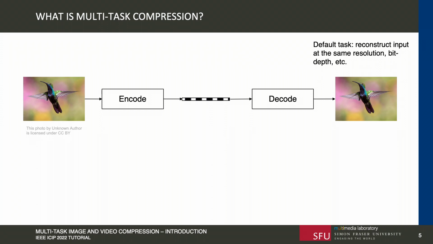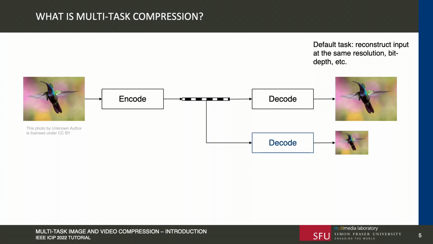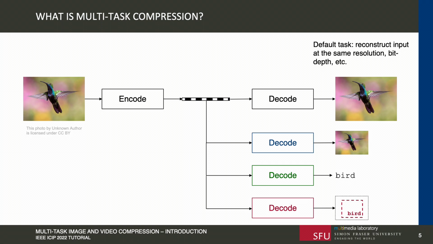But we may want to do other things with the encoded bitstream. For example, we may want to be able to decode the input at a different resolution or bit depth. Or we may want to be able to perform some analysis of the input, such as, for example, classify the input image or detect objects in it. So multitask compression is a way of encoding the input in such a way that efficient execution of multiple tasks is made possible.